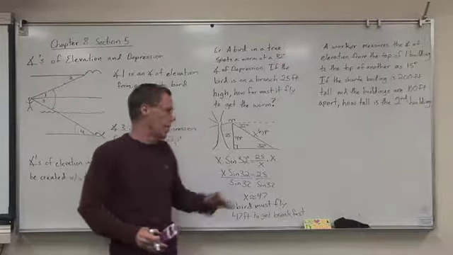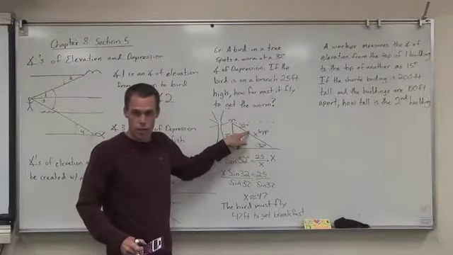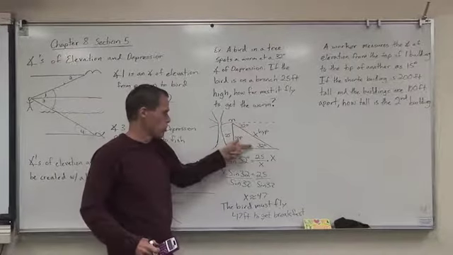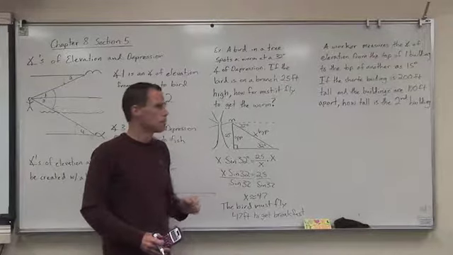Absolutely critical example. The fact that the original angle of depression did not show up in the actual triangle. We used the alternate interior angle in order to create our triangle.